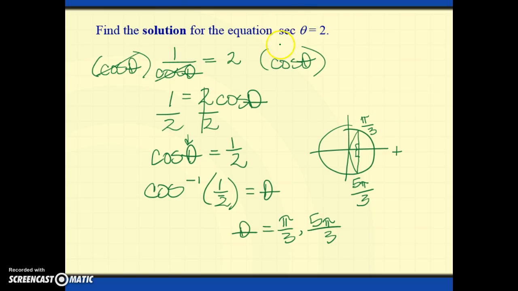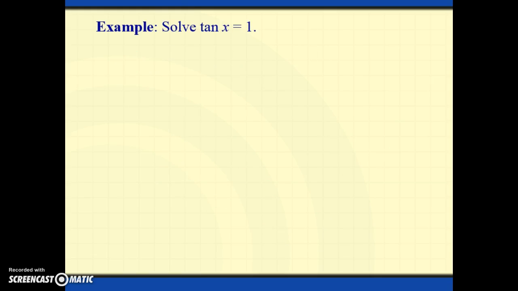So that's a little review of the ones that we've been doing. If we don't start out with sine or cosine, we can turn whatever function we're given into sine or cosine and then work with those problems.